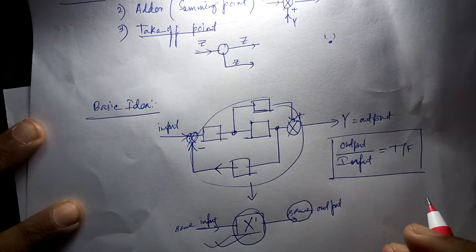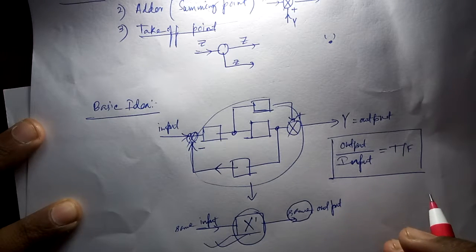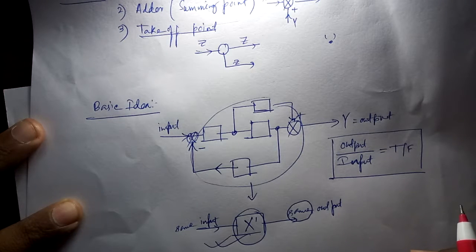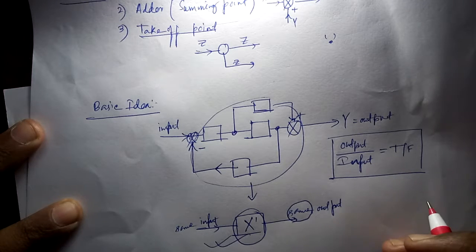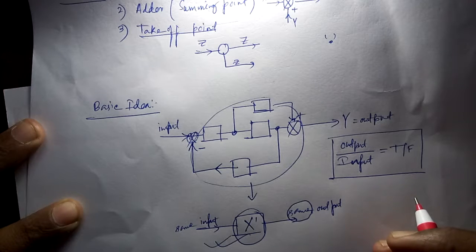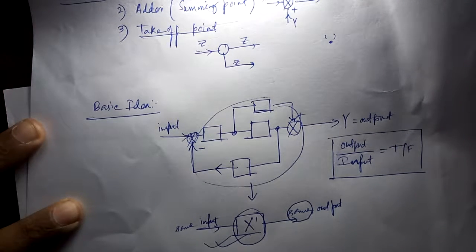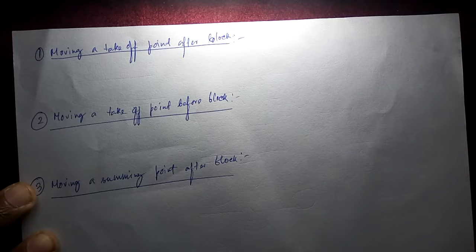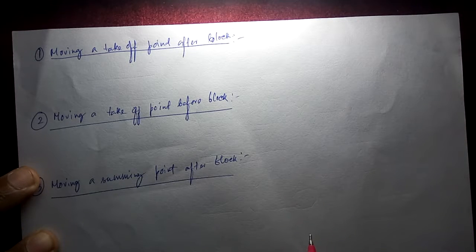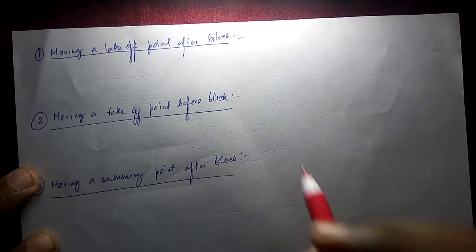Now there are some procedures to reduce the huge block diagram of any given system. One by one I am giving the techniques, and after that I will explain an example in my next video. So understand these points very carefully. The first one is moving a takeoff point after a block.